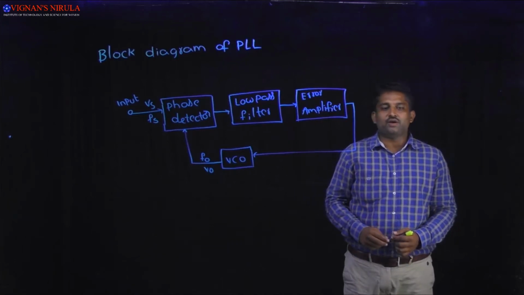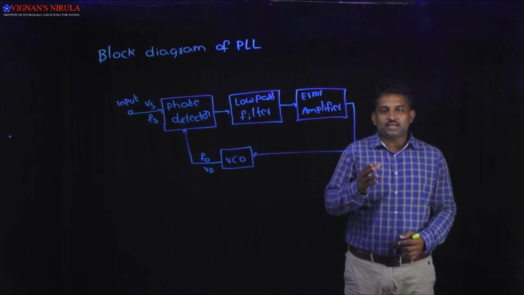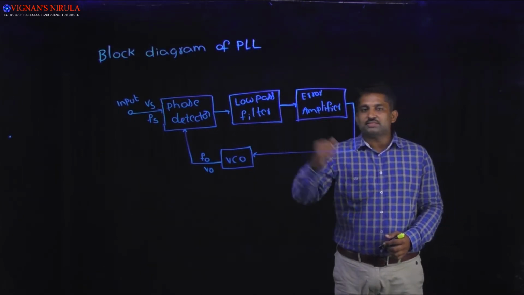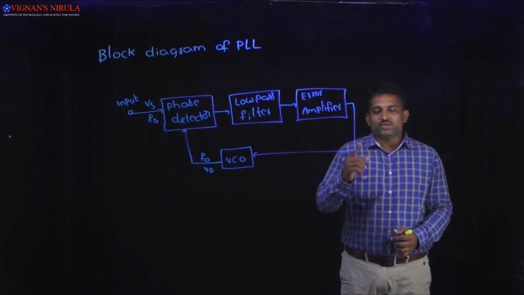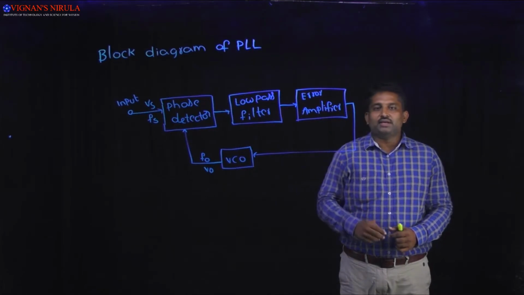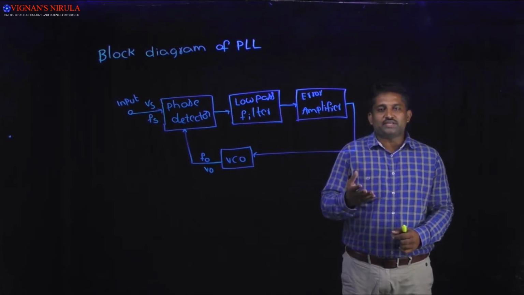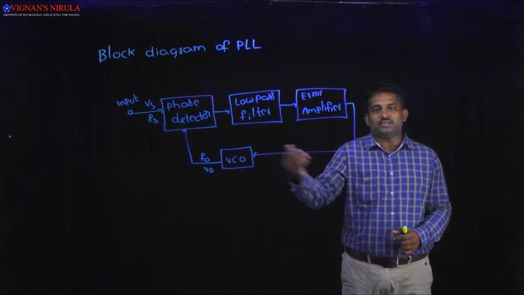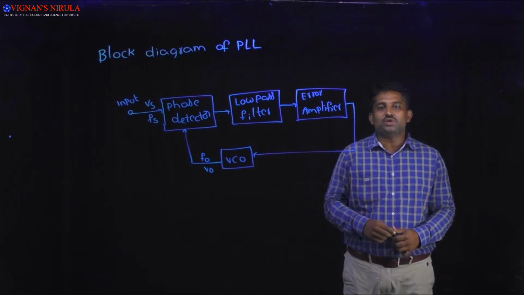Block diagram of PLL. PLL is nothing but phase locked loop. PLL consists of 4 blocks. First is phase detector, the second is low pass filter, third is error amplifier, and the last but not the least, the fourth one is VCO.